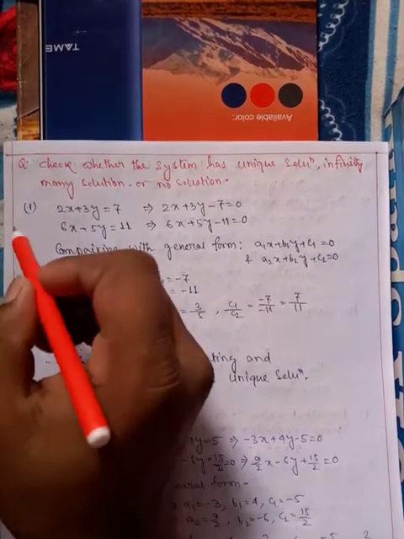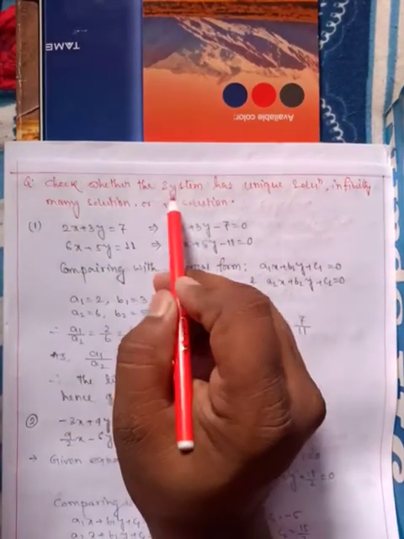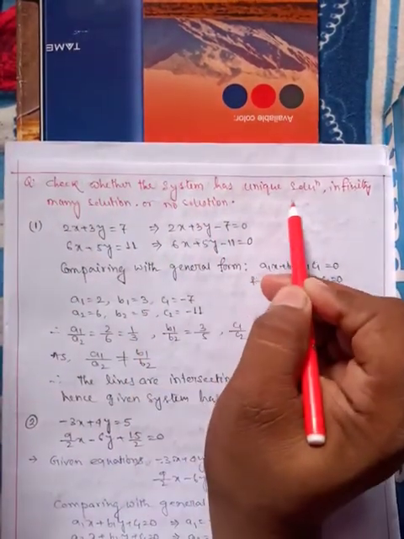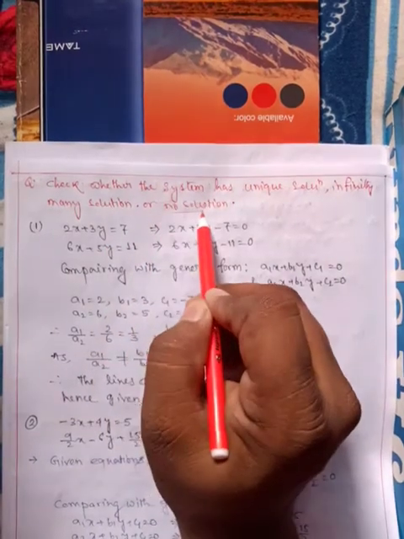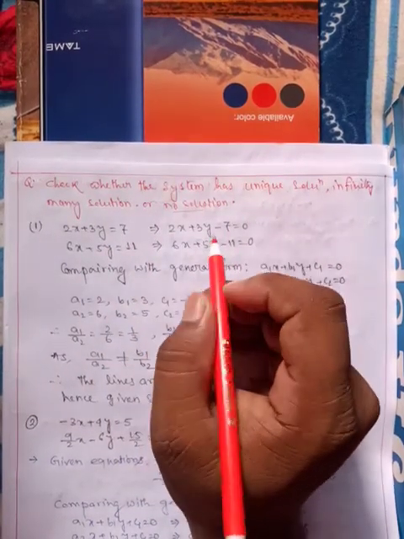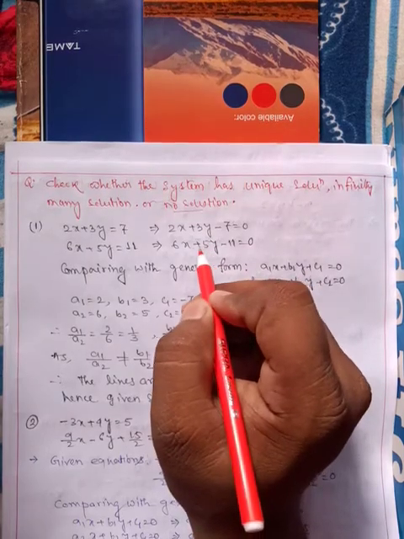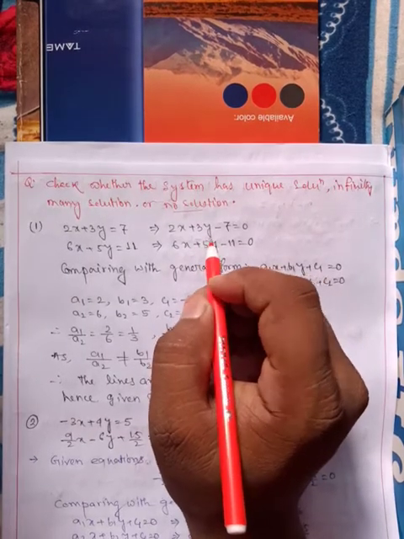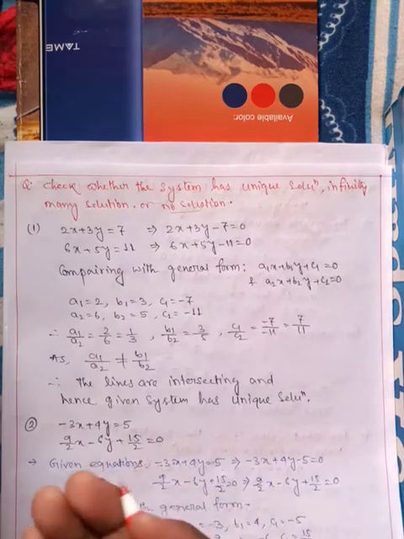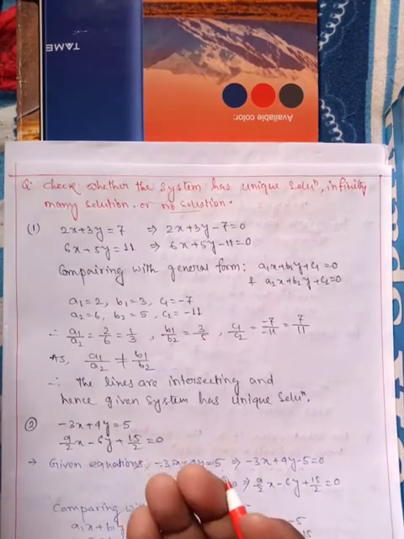So let's start. The first question is, check whether the system has a unique solution, infinitely many solutions, or no solution. That means here we are going to discuss the three types of systems of linear equations: those that have a unique solution, infinitely many solutions, or no solution.